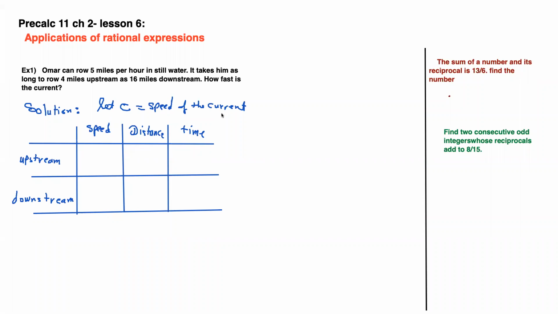So let c be the speed of the current, and then you have the upstream, downstream, speed, distance, time. Now we remember from physics, speed equals distance over time. And therefore, we need this later. Time would be, just solving this equation for time, it will give me distance over speed.